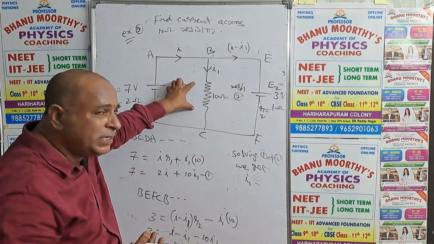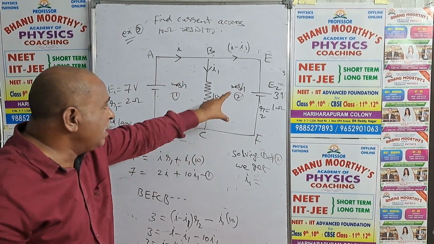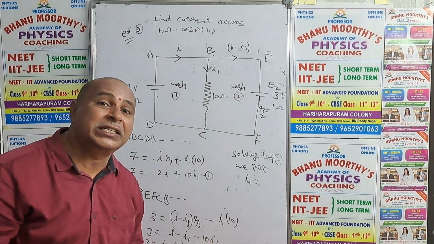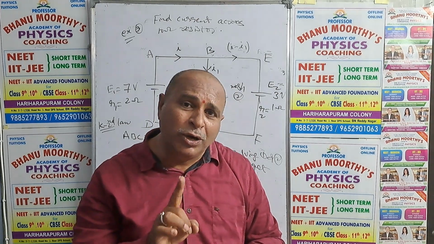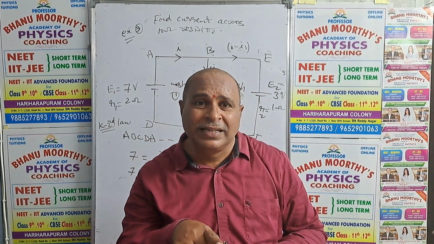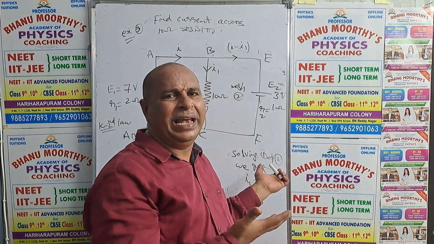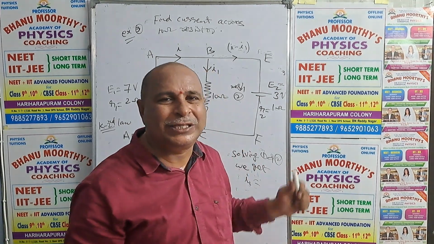For the first mesh, we selected this formula. For the second mesh, we selected this formula, Kirchhoff's second law formula. The sign rules of EMFs and sign rules of potential differences we can discuss in detail in regular classes in this tutorial academy.